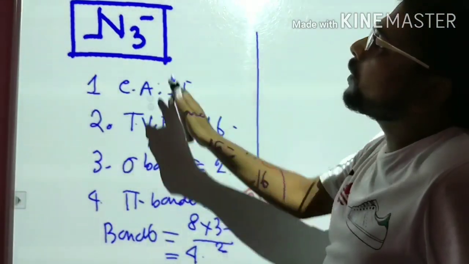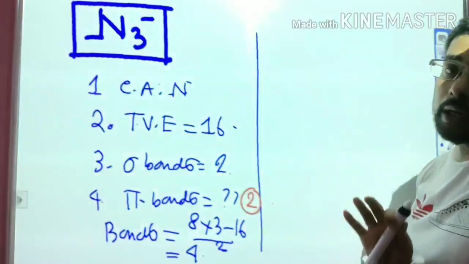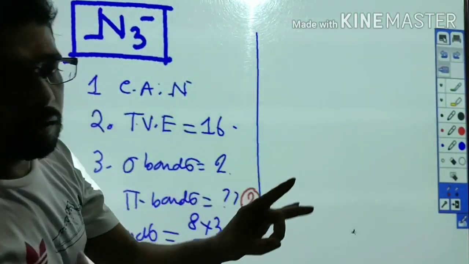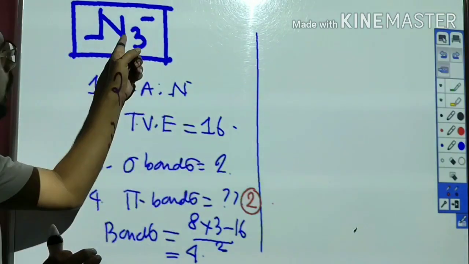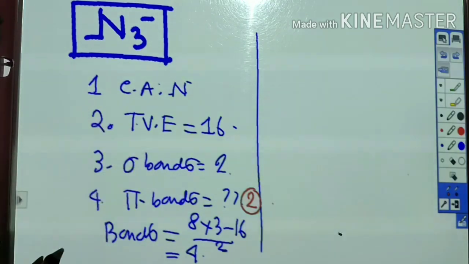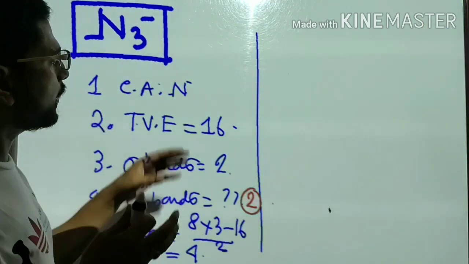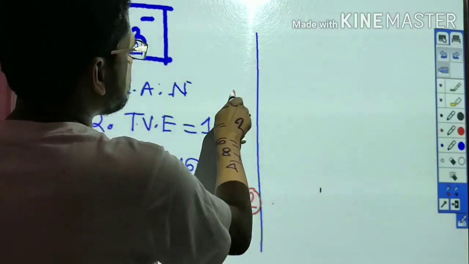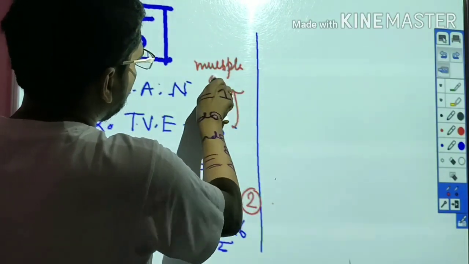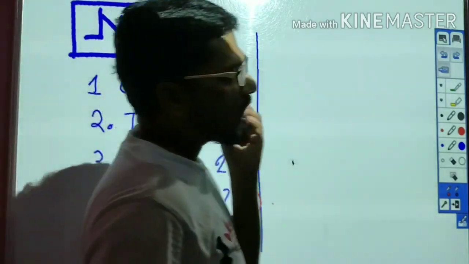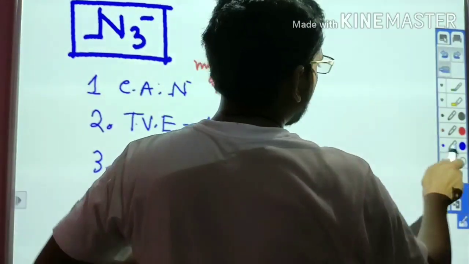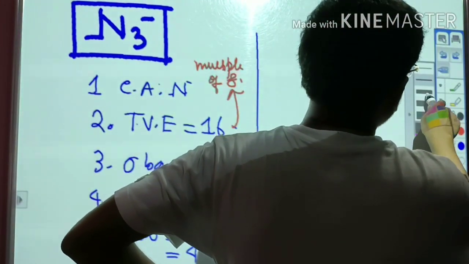I have got all the information to draw the Lewis structure. Now let me draw the Lewis structure. Is there any lone pair of electrons on nitrogen? There is no lone pair of electrons because 16 is a multiple of 8, so no lone pair of electrons. Now let me draw the Lewis structure for azide. What is the Lewis structure?